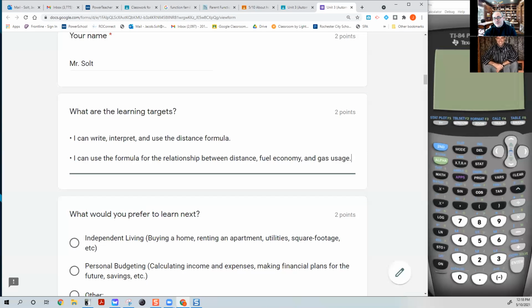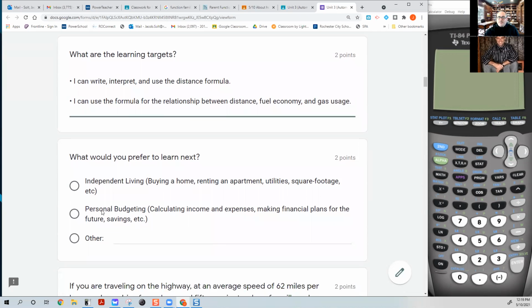The first question I'm going to ask you is, what would you prefer to learn next? Do you want to learn about independent living? We have 6 weeks left of this year, so we probably have time for 1 more unit. Do you want to learn about independent living, which is like buying a home, renting an apartment, paying for utilities, figuring out square footage and what all that kind of stuff means, a little geometry? Or would you prefer personal budgeting, calculating income and expenses, making financial plans for the future, saving to buy a car, these kinds of things? So independent living or personal budgeting. I don't know if we'll have time for both.